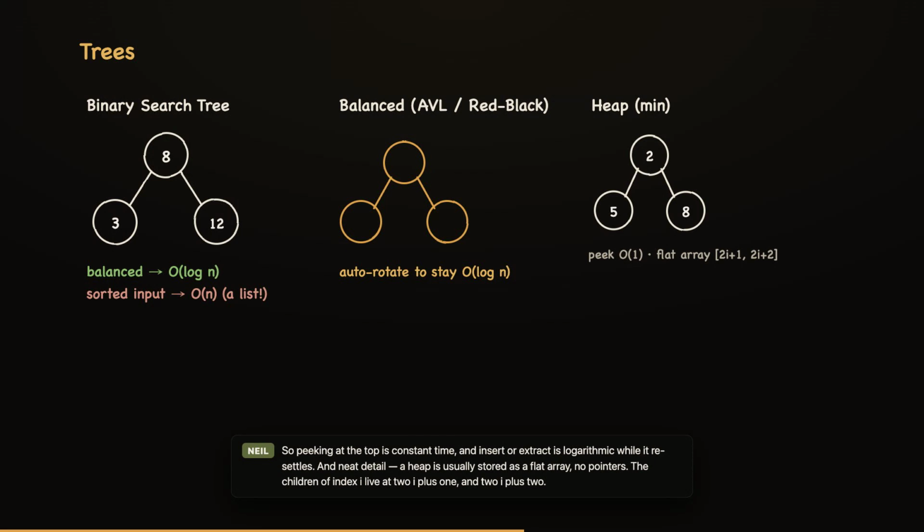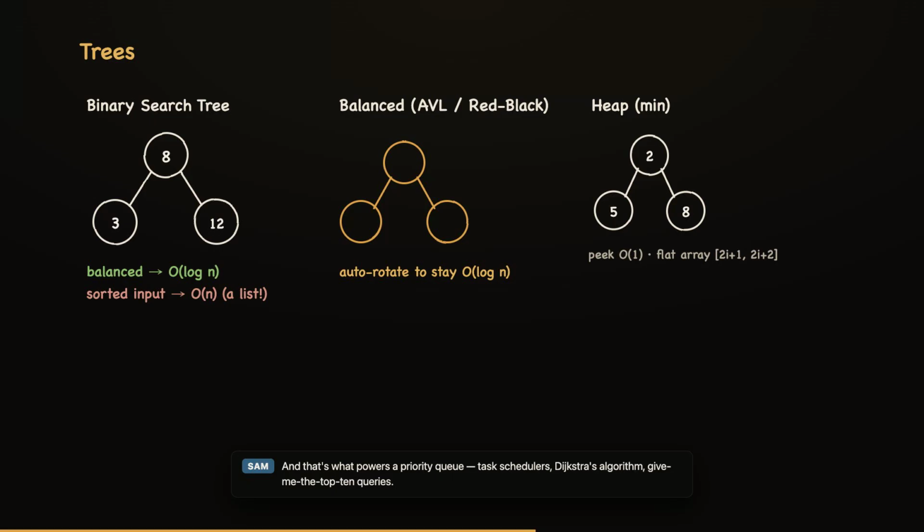And neat detail, a heap is usually stored as a flat array, no pointers. The children of index i live at 2i plus 1 and 2i plus 2. And that's what powers a priority queue. Task schedulers, Dijkstra's algorithm, give me the top 10 queries.